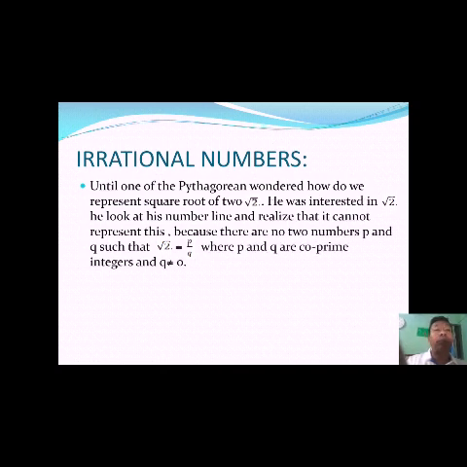One of the Pythagoreans wondered, how do we represent the square root of 2? There is root 2. He was interested in root 2. He looked at his number line and realized that it cannot represent this because there are no two numbers p and q such that root 2 equals p by q, where p and q are co-prime integers and q not equal to 0.